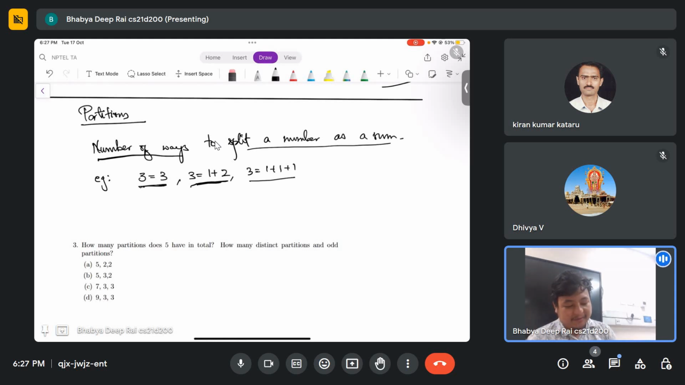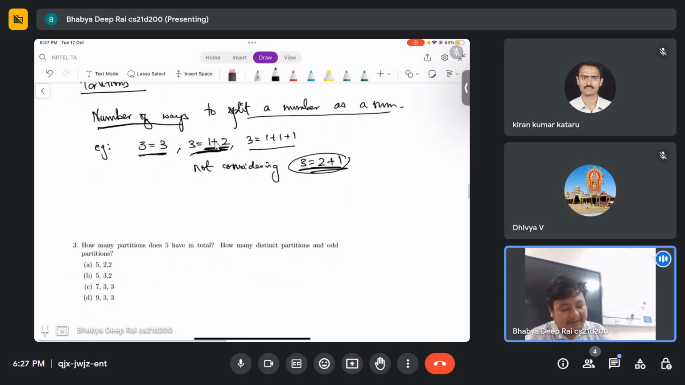By the way, we are not considering something like 3 equals 2 plus 1. This and this are identical for us. The ordering does not matter. Okay, and finally, what do you have? You have distinct partitions.